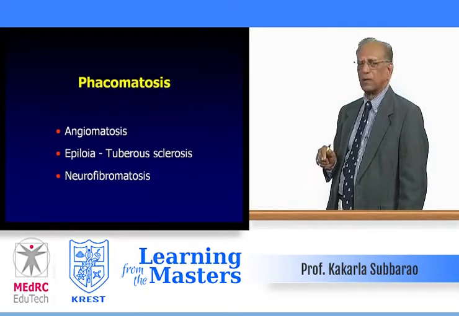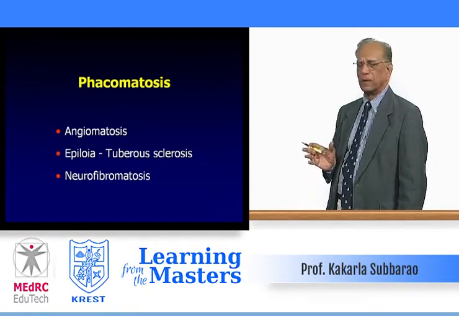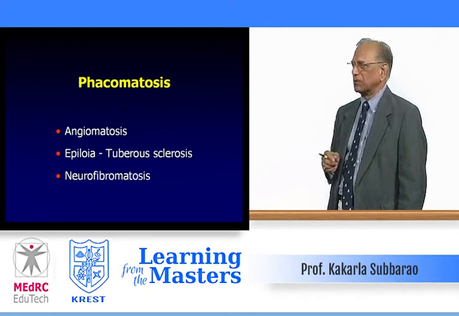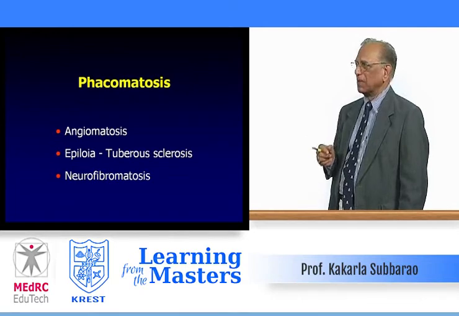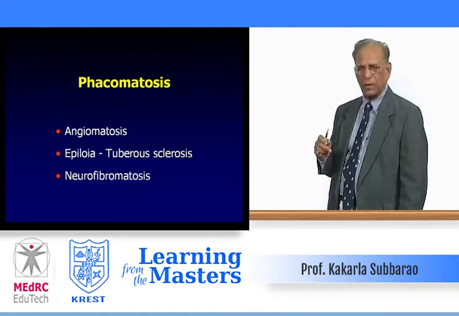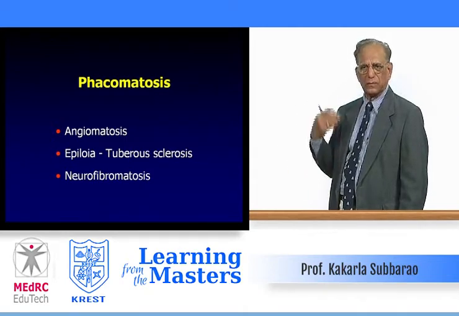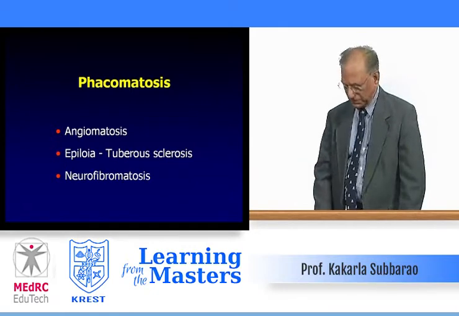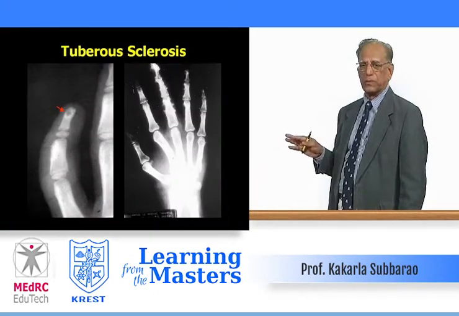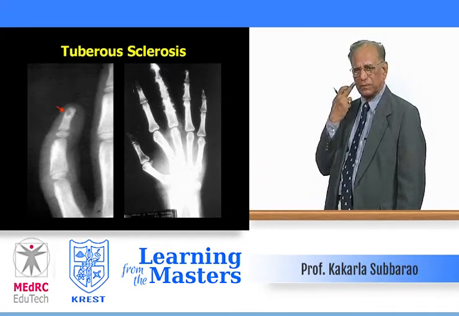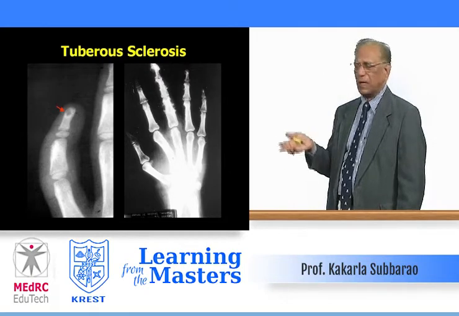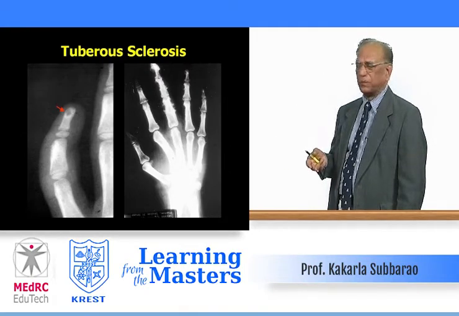The next entity we are talking about is phakomatosis. In this there are 5 or 6 entities, but we will restrict ourselves to angiomatosis, so-called cystic angiomatosis or hamartomatosis, epiloia, tuberous sclerosis, and neurofibromatosis. There are others like Sturge-Weber syndrome, ataxia, and all that. Tuberous sclerosis is also called epiloia. Clinically, it has got a triad: adenoma sebaceum, seizures, and renal hamartoma. Mental retardation also clinically you may find.